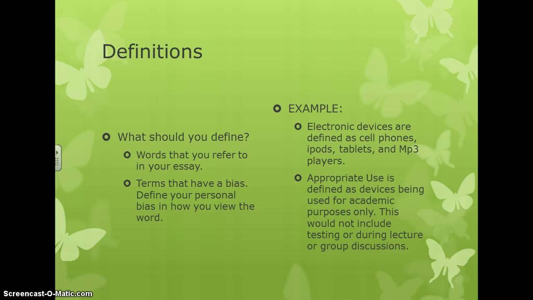Definitions. What should you define? It's words that you refer to in your essay that you might circle as key terms if you were the reader. Terms that have a bias, so define your personal bias on how you view the world, or the word, excuse me, how you view the word.